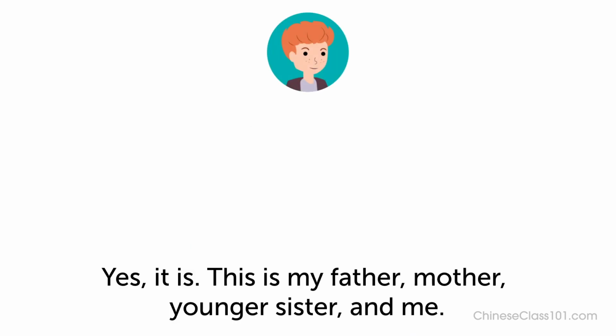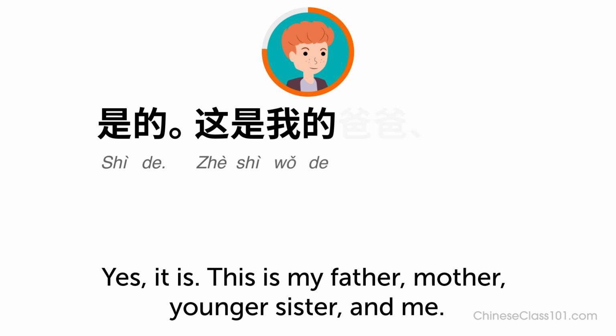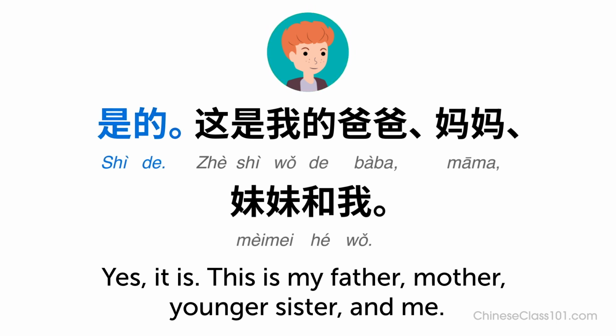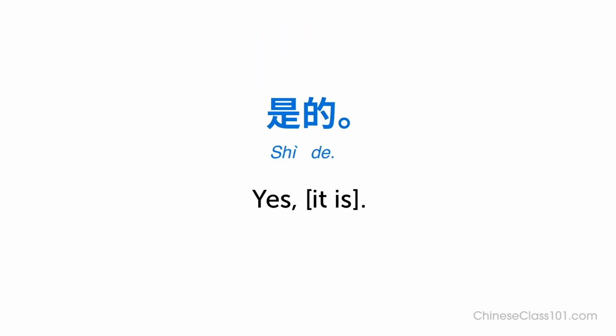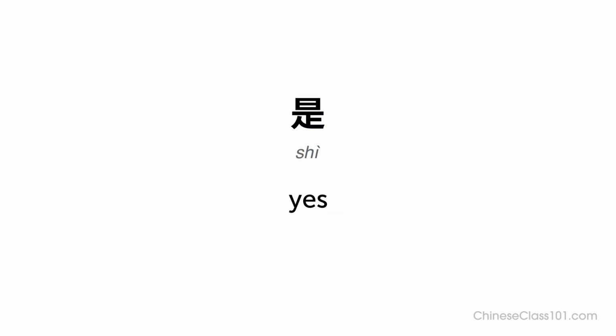Let's take a closer look at the response. Do you remember how Ben says, Yes, it is. This is my father, mother, younger sister, and me. 是的，这是我的爸爸妈妈妹妹和我。 There are two parts to the response. First is 是的, which translates as, Yes, it is, in this context. This starts with 是, meaning yes, when responding to a yes-no question.